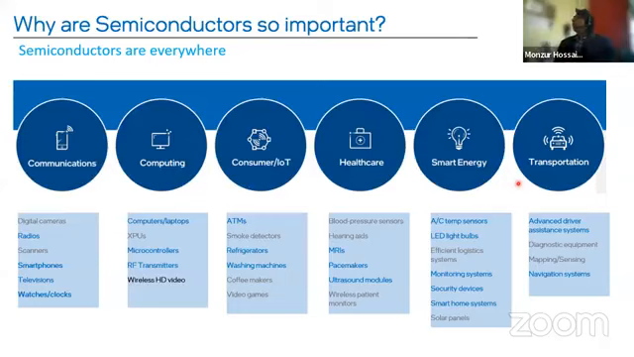Now, why are semiconductors so important? Why do we talk about them so much? Well, as you can see, they are everywhere: in the communication industry, the computing industry, consumer or IoT industry, healthcare, smart energy, and transportation. In the communication industry, you see radios, smartphones, televisions, watches, everything driven by semiconductors. They have chips. In the computing industry, your computer, laptop, and wireless devices each have their own chip. Consumer electronics like smoke detectors, refrigerators, and washing machines, everything. I can go on and on with these examples.